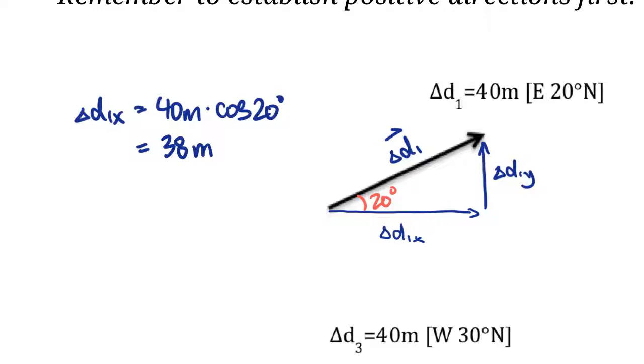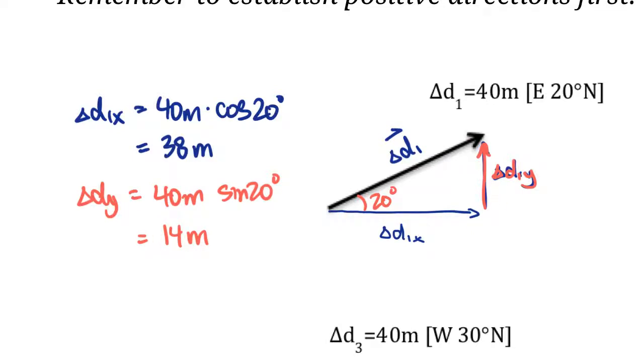Our delta d1y is 40 meters sine 20 degrees. I actually meant to do this in red. Just to make it easier to see the x and the y parts, I'll do the y in red and the x in blue. So anyways, if we do this calculation, 40 sine 20, quickly on a calculator, we get about 14. Just rounding to two significant figures, it's 14 meters. So the x component of the vector is 38, and the y component of the vector is 14.